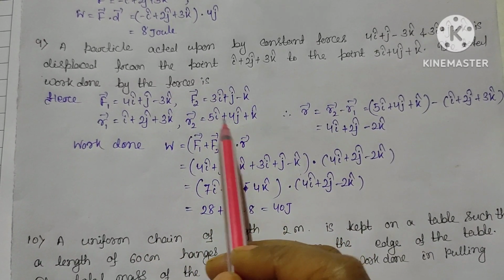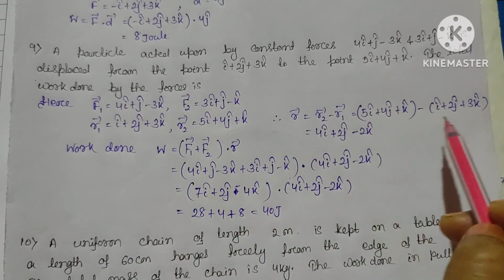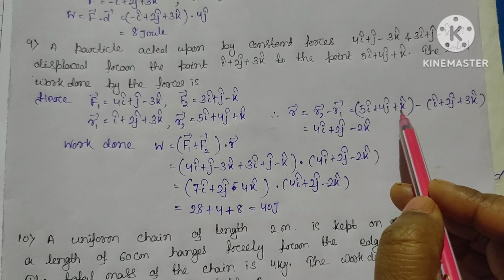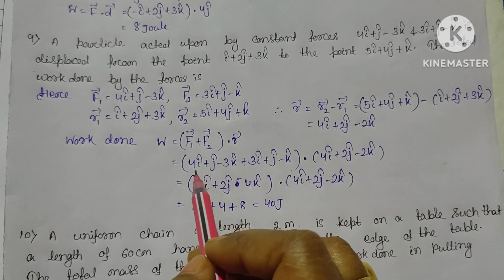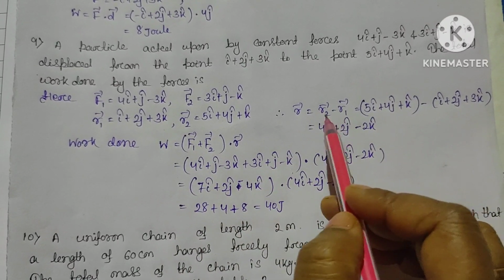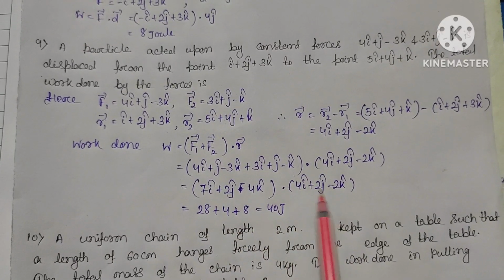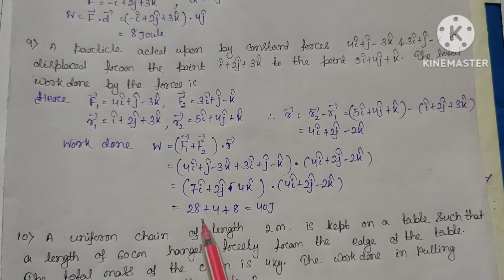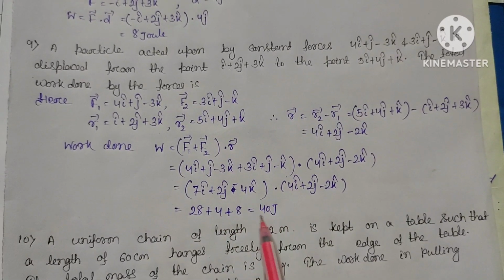So displacement is the final minus initial position, that is R2 vector minus R1 vector. So 5I cap minus I cap, that is 4I cap, 4j cap minus 2j cap, that is 2j cap, k cap minus 3k cap, that is minus 2k cap. So this is our resultant. By adding F1 plus F2, we get the resultant force, and by subtracting, we get the displacement. Again, by taking the dot product, I dot I, J dot J, and K dot K are 1, and the rest of the terms are 0. So our final is 7 into 4, that is 28, plus 2 into 2, that is 4, minus 4 into minus 2, that is plus 8. So the final answer is 40 joule.